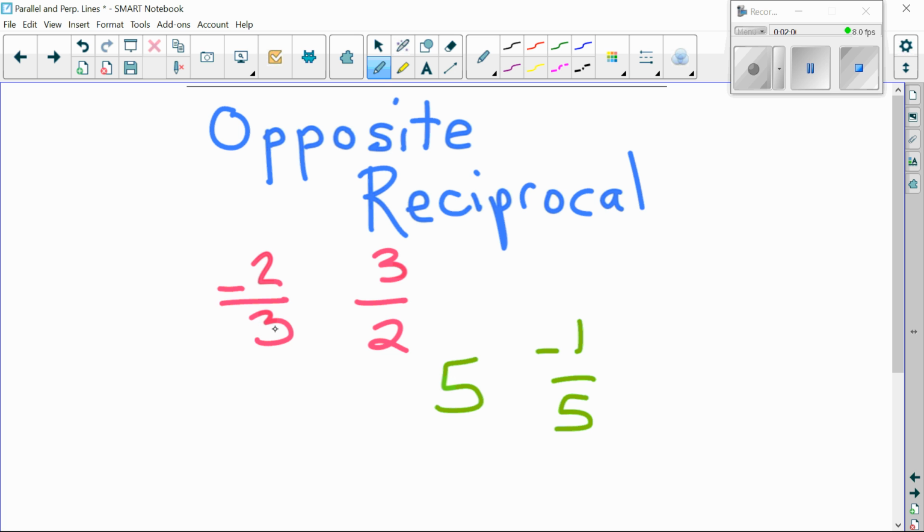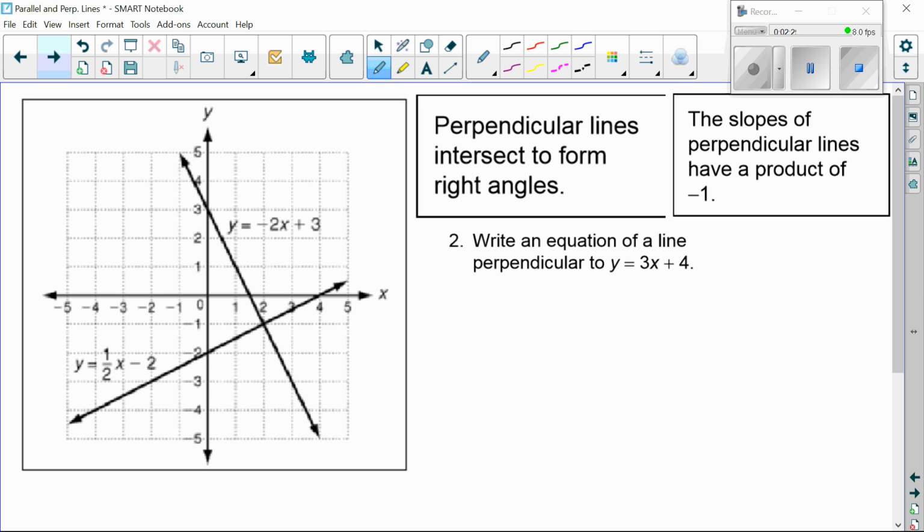So here we have negative 2 over 3. The opposite reciprocal would be 3 over 2, positive. Here we have 5, and if we make 5 a fraction, 5 over 1, the reciprocal will be 1 over 5, and since the 5 is positive, you're going to make the 1 over 5 negative. Okay, so that's an opposite reciprocal. To find a line that's perpendicular, it has to be an opposite reciprocal.